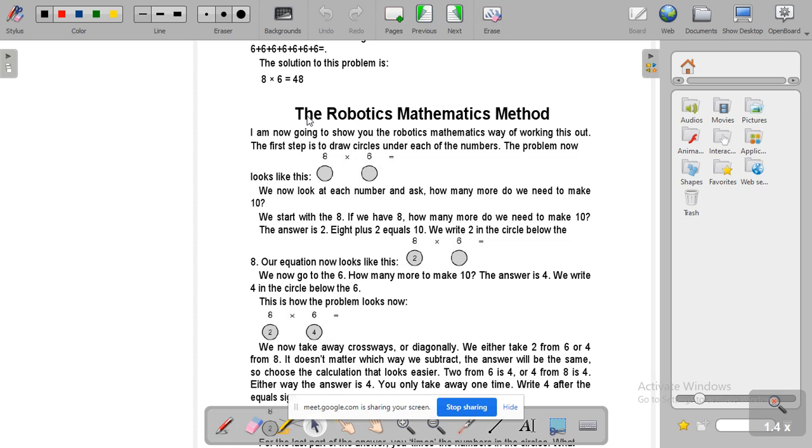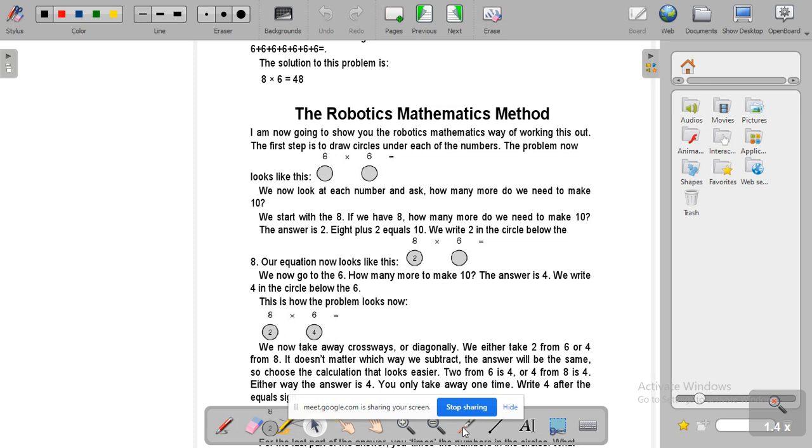But there is a way to do that, and the way to do that is to first, we can draw our circle down the number that we want to multiply. So which is 8 times the 6. So you ask yourself, we are looking for a number that will add to get to 10, because the easy number to get to 10 is 2. So we write our 2 in the box for the 8.